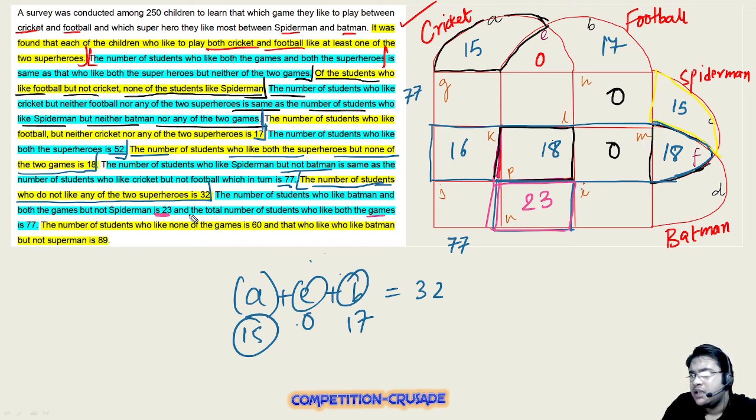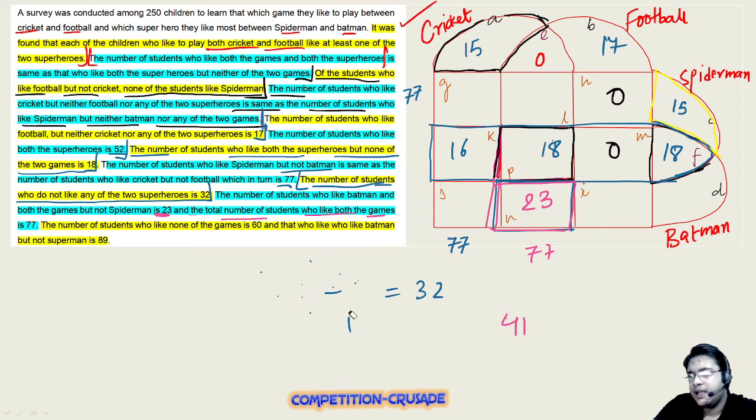What does this mean? The total number of students who like both the games is 77. Both the games means adding up this entire region gives 77. Now this is already 41, so 18 plus 23 is 41. 41 subtracted from 77, what will that give me? Guys, quickly, what will that give me? I have already got the answer in my head, but let me erase some space. So that is going to be 36. I hope that makes sense.